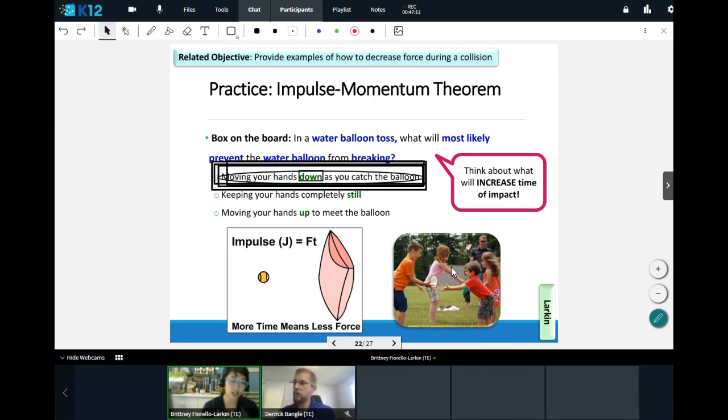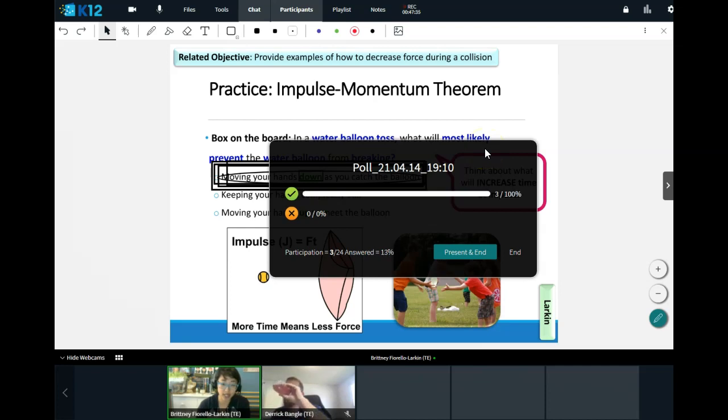You are absolutely correct. If the water balloon's coming towards you and you move your hands down as the water balloon is hitting your hands, you're actually taking a lot longer for the water balloon to feel the impact of your hands. So the extra time means it spreads out all that force, and so your water balloon is less likely to break. Go ahead and give me a green check, orange X if you're feeling more and more comfortable with this concept. Again, the longer time, increased time actually means less force, decreased force.